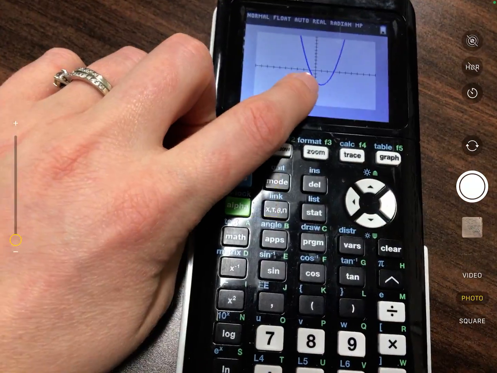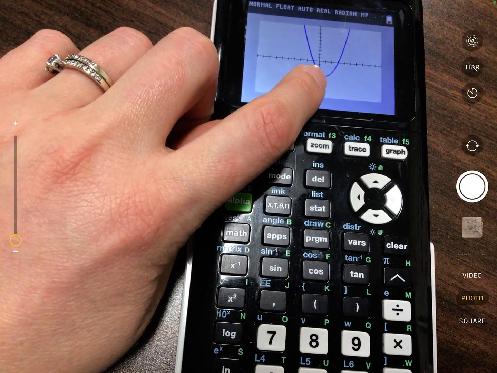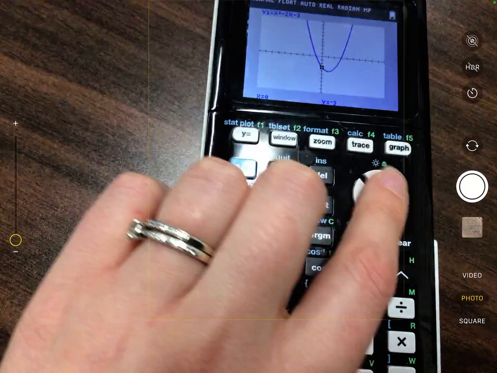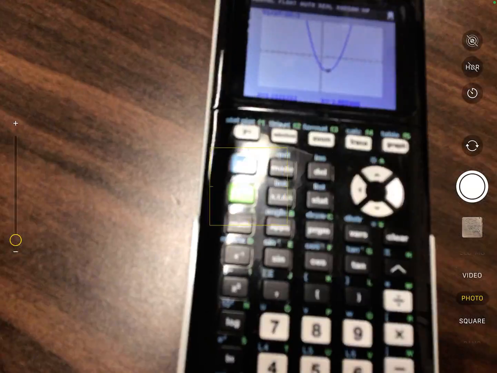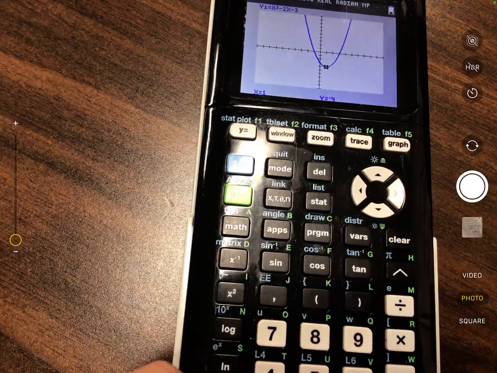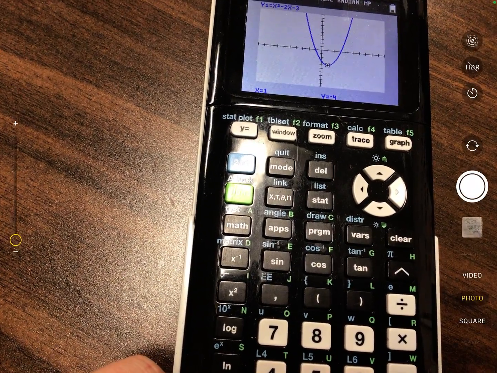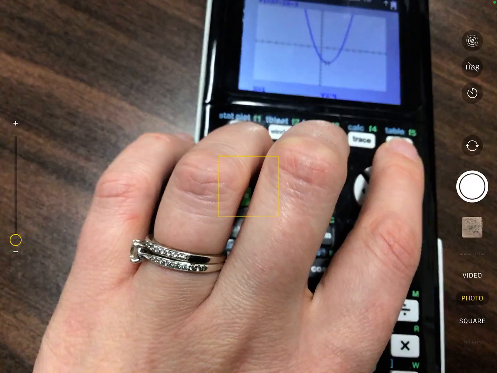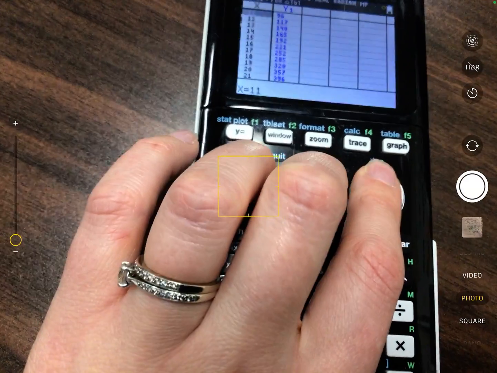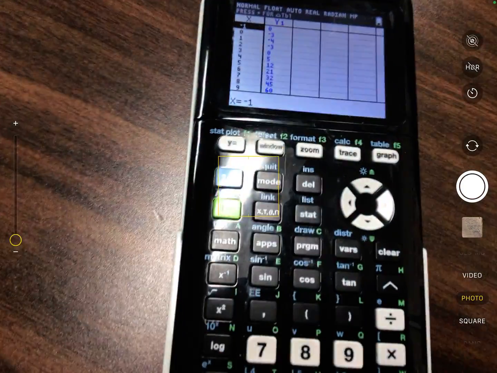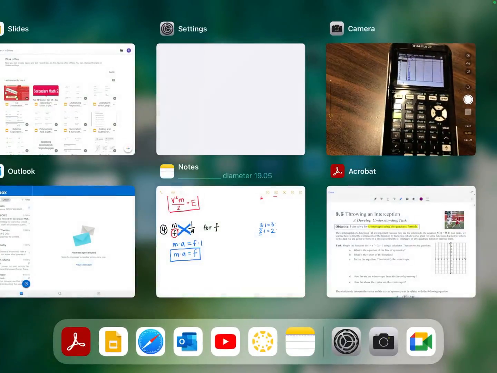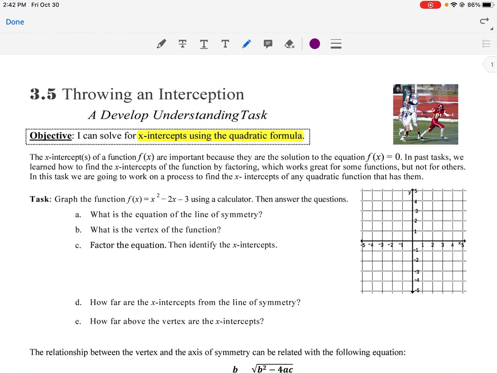So you may just be able to find the vertex by saying, hey, that's over 1, and then count down how many. You can hit this trace key to get close to it. It looks like it's pretty close to 1 and then negative 4. And if you type in a 1 and hit enter, it will tell you it's negative 4. Your other option is to look at second graph, and then you've got a table of values. You may just have to scroll up or down depending on where it starts to look at those and plot some points. Okay, let's go back.